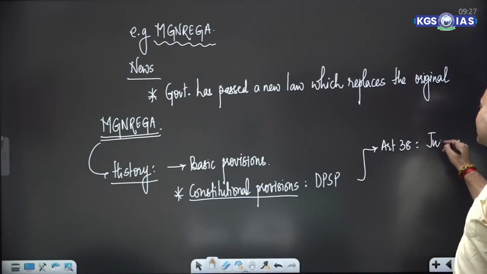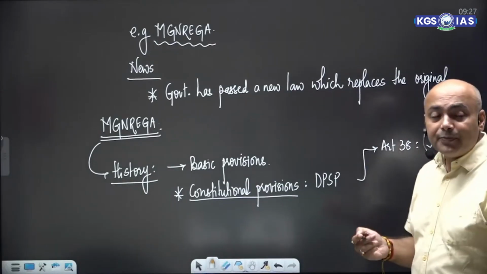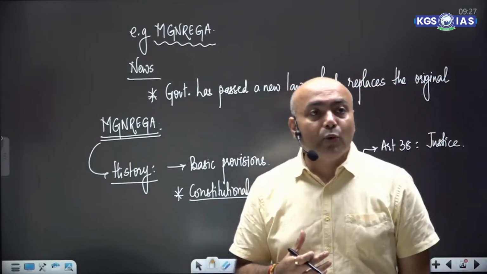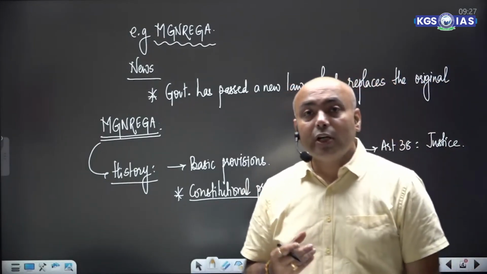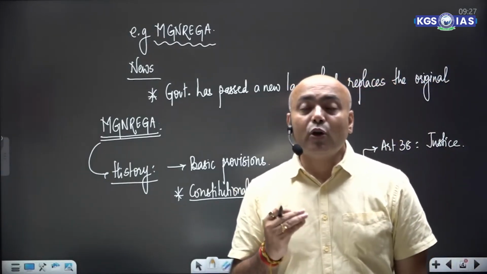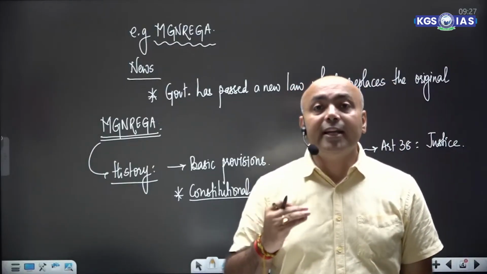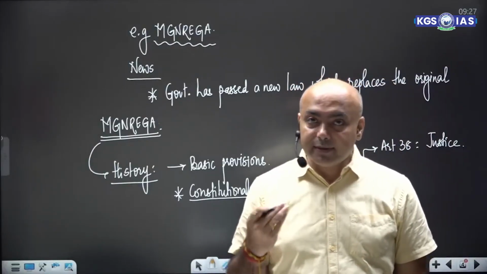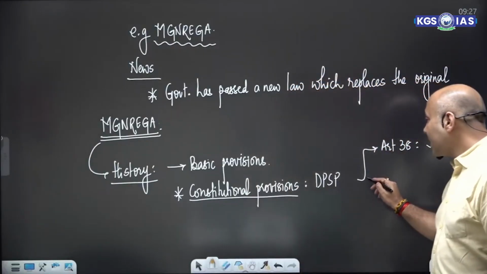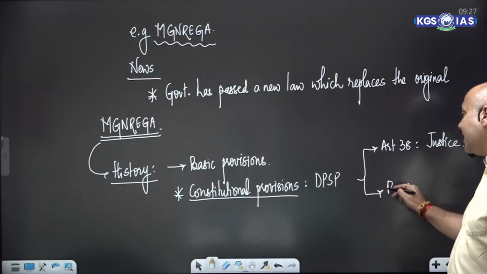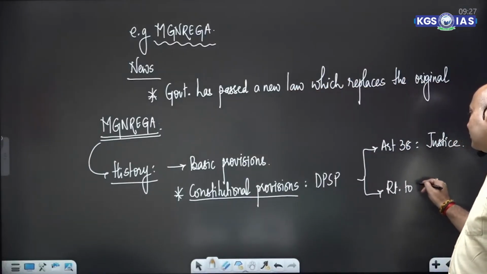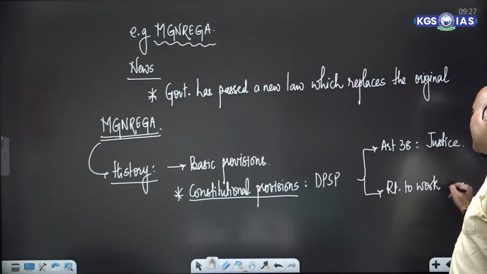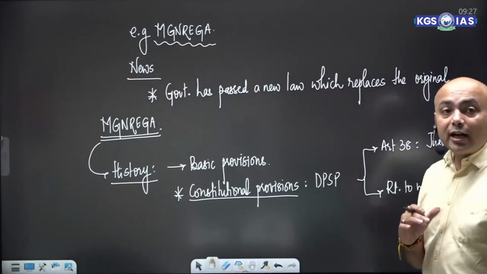It emphasizes on the very value of justice, right? So MG Narega was with an objective of doing what? MG Narega was with an objective of providing economic and social justice. Clear? Similarly, what does it do? Right to work. It creates what? It creates right to work.